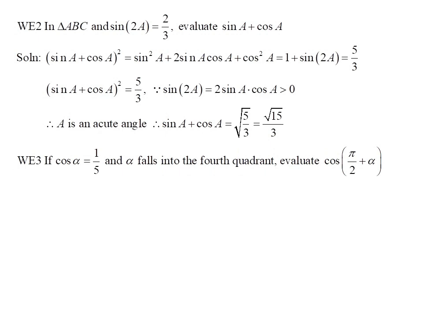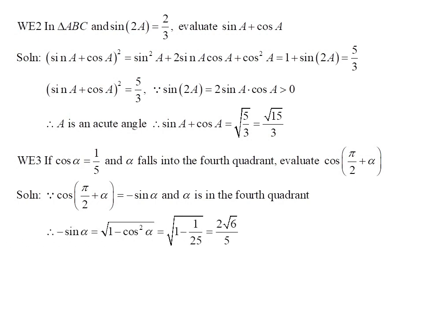Example 3 is to evaluate cosine pi over 2 plus alpha, given that cosine alpha equals 1 over 5 and alpha is in the fourth quadrant. According to the complementary relation between sine and cosine functions, cosine pi over 2 plus alpha equals negative sine alpha, which equals square root of 1 minus cosine squared alpha, which equals 2 square root 6 over 5. Hence, cosine pi over 2 plus alpha equals 2 square root 6 over 5.